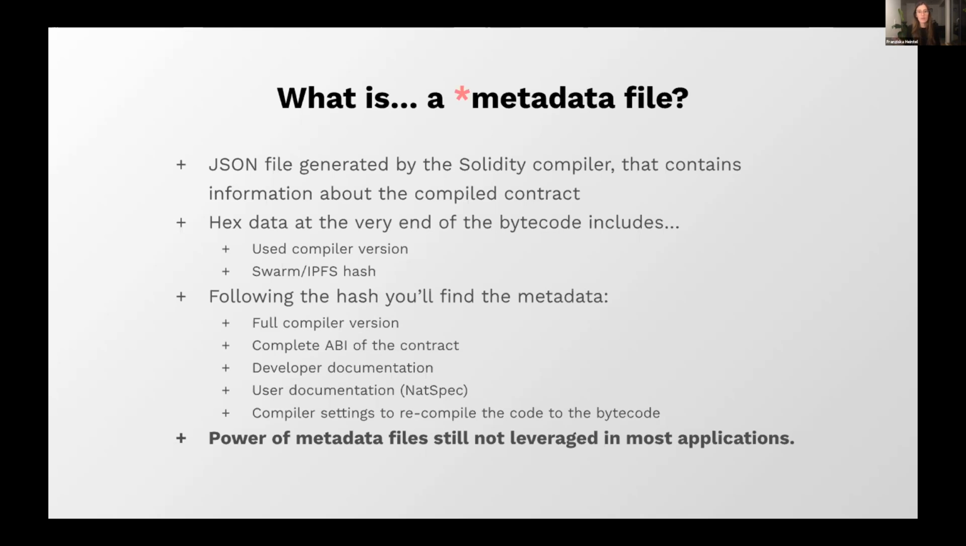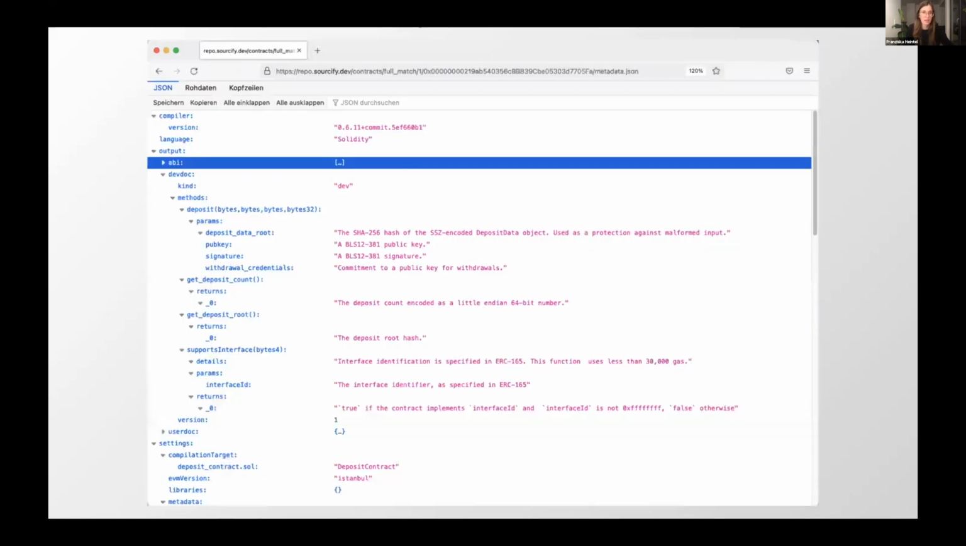If you follow that hash to, for example, IPFS, and the metadata has been published on IPFS, then you can find much more information. You can find the full compiler version, the complete ABI of the contract, developer documentation, user documentation, and the compiler settings to recompile the code to the bytecode. All of this is crucial information, and some of it should, in the best case, be displayed to the users directly. Let's have a look again at what this means using the example of the deposit contract.